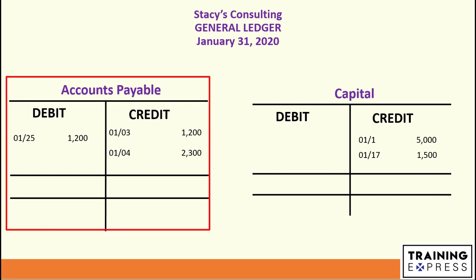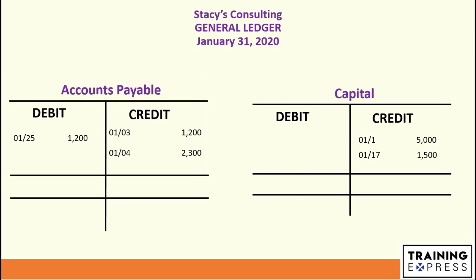Accounts payable, there are two transactions on the credit side and one transaction on the debit side. So as we have learned, we will be totaling both sides. So let's total the debit side, that is $1,200, and now let's total the credit side, and that is $3,500. Now in this case, you can see that credit side is greater than the debit side. So try to guess which side we will write the ending balance.